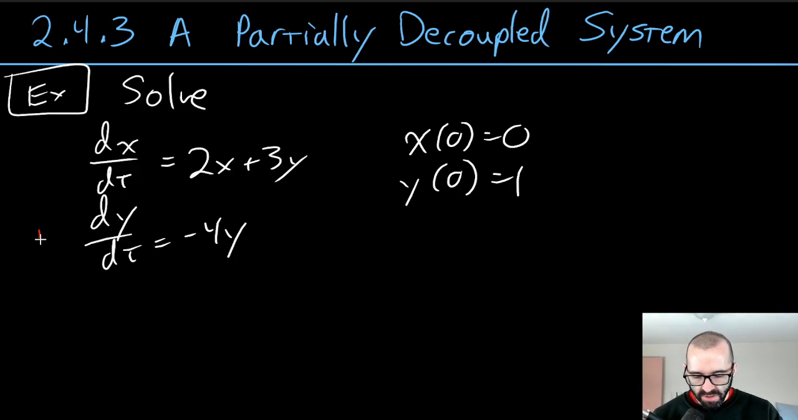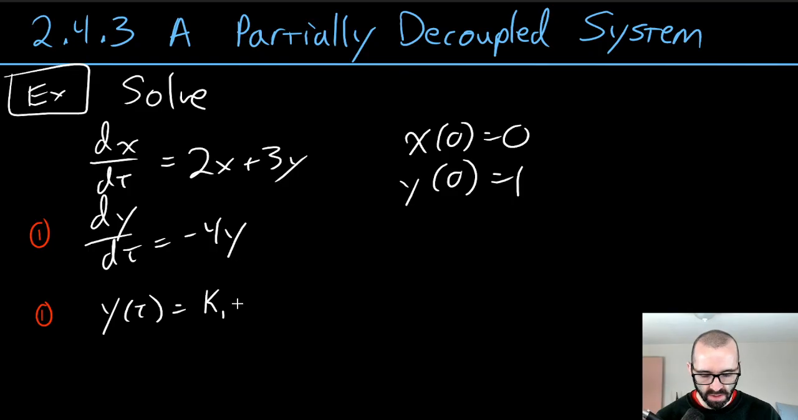So if we solve y first, what do we get? We get that y(t) is any constant. Let's use k1 because we have two constants. k1 e^(-4t). Okay, that is very basic. The derivative is proportional with a decay constant. And again, we know that y(0) equals 1. So k1 equals 1. Great. So that's part of our solution.